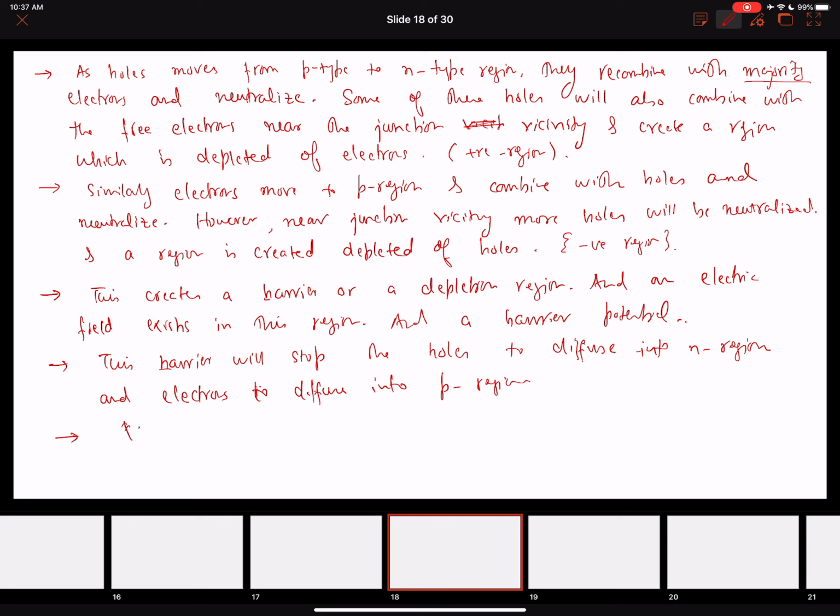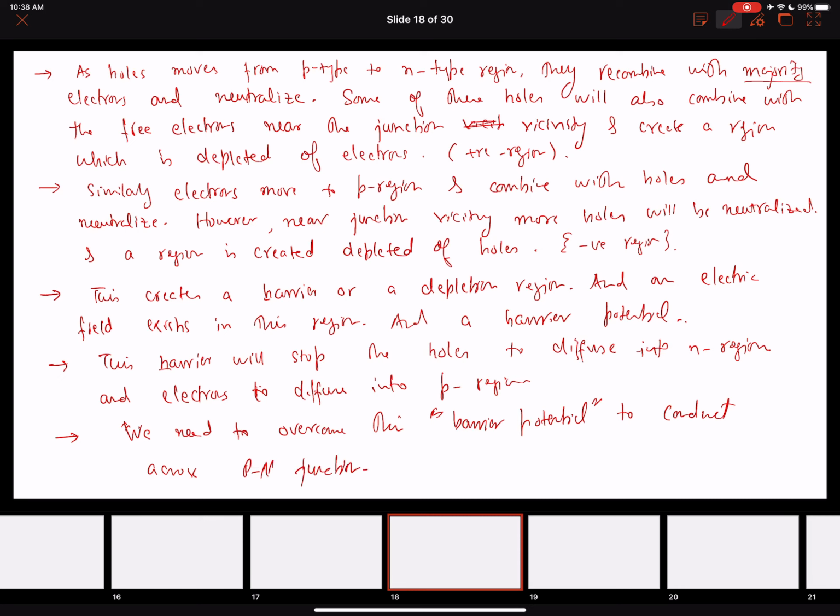And we need to overcome this barrier potential to conduct across the PN-junction.